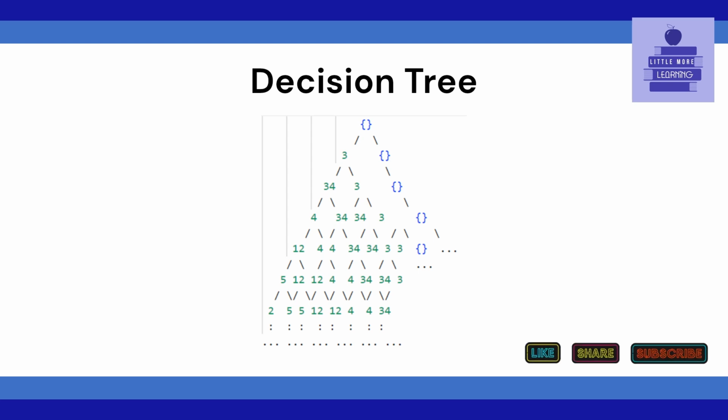Each node represents a decision to include or exclude a number from the set. The left child of a node represents including the number, while the right child represents excluding the number. We continue this until we either find a subset that sums up to the target or exhaust all possibilities.